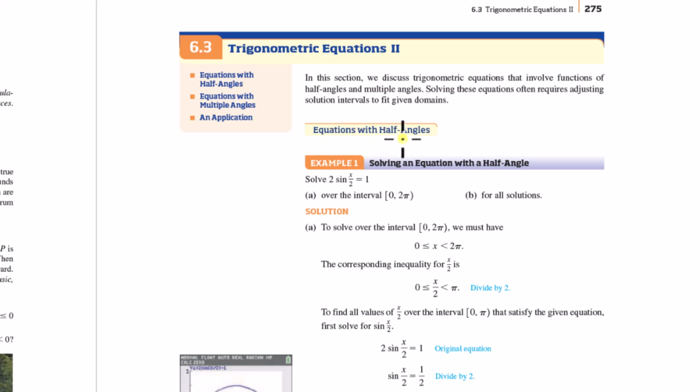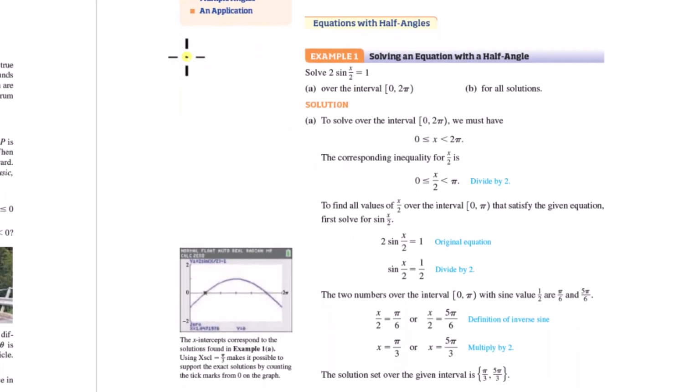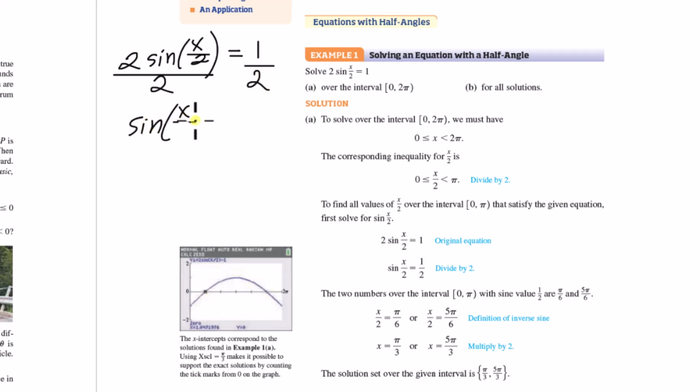So equations with half angles. Solve 2 times sine of x divided by 2 is equal to 1. We actually, in the previous section, looked at an example problem at the end of that section where we got a sense of how we're going to have to approach a problem like this. So, okay, let's divide both sides by 2. So now we've got sine of x divided by 2 is equal to 1/2.